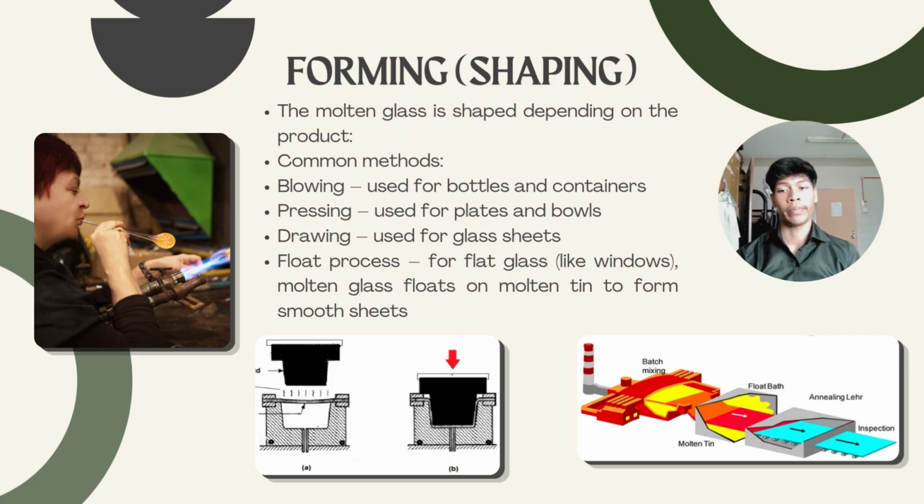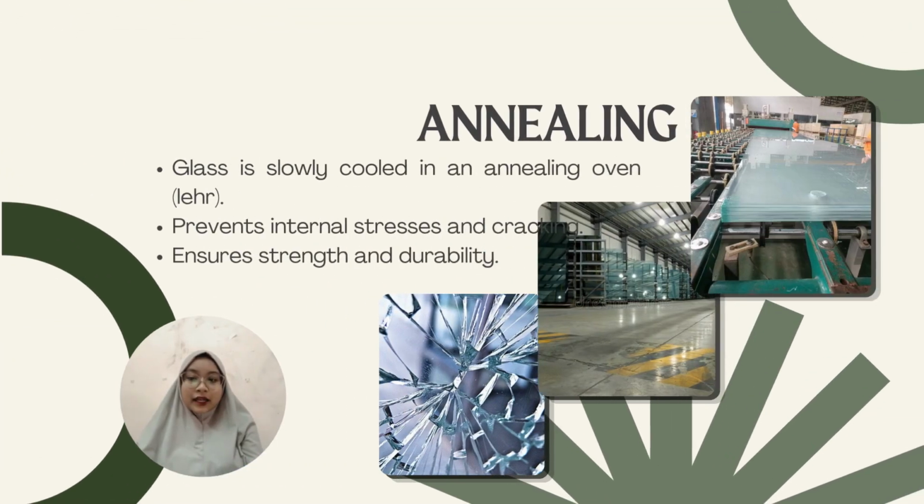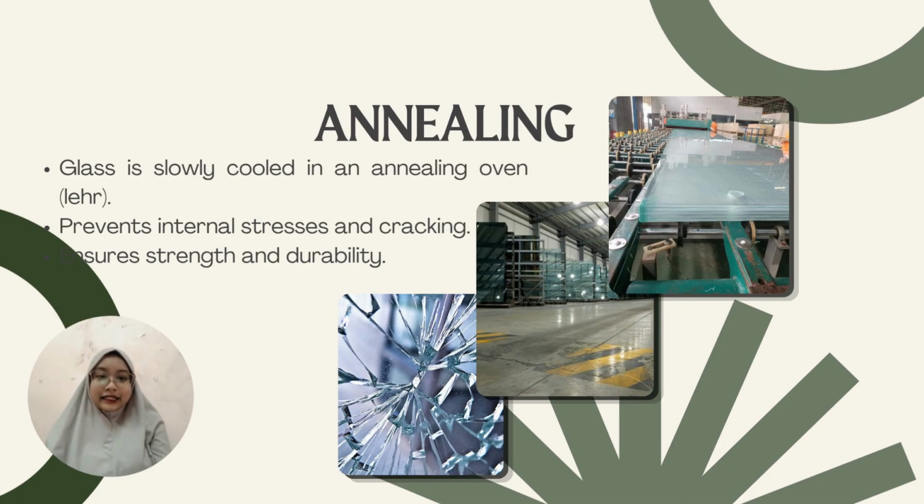In conclusion, the forming stage is important because it gives molten glass its final shape and ensures that different glass products are made according to their intended purpose. So, that's all for this slide. Thank you. Annealing. Annealing is a process of cooling the glass slowly in a special furnace called an annealing lehr.